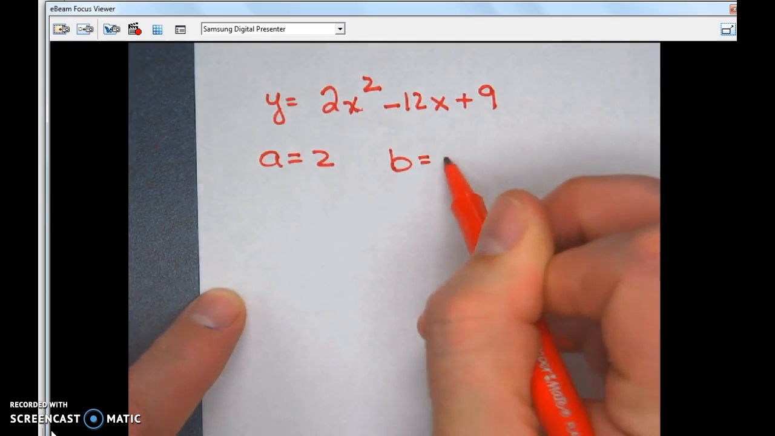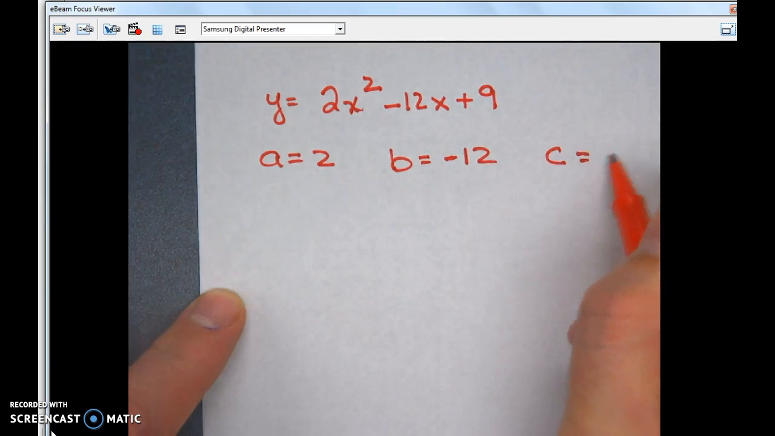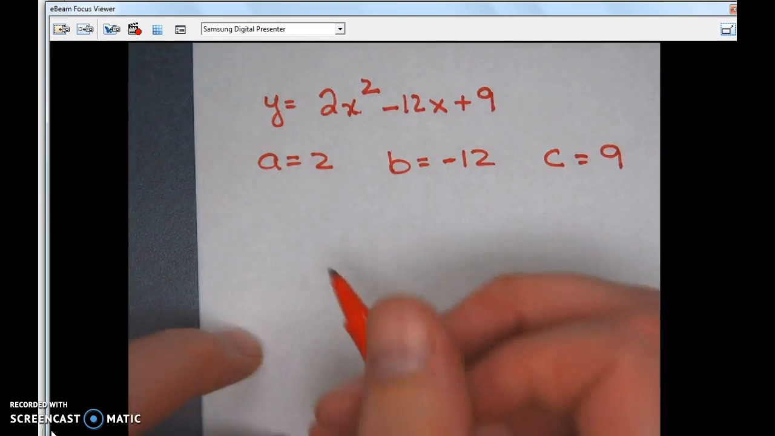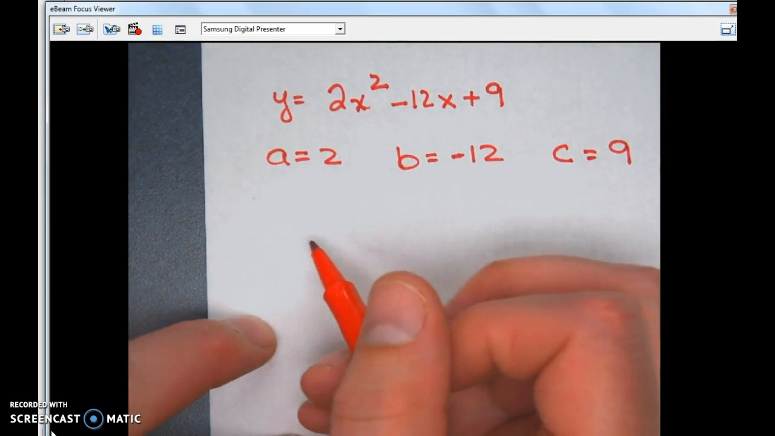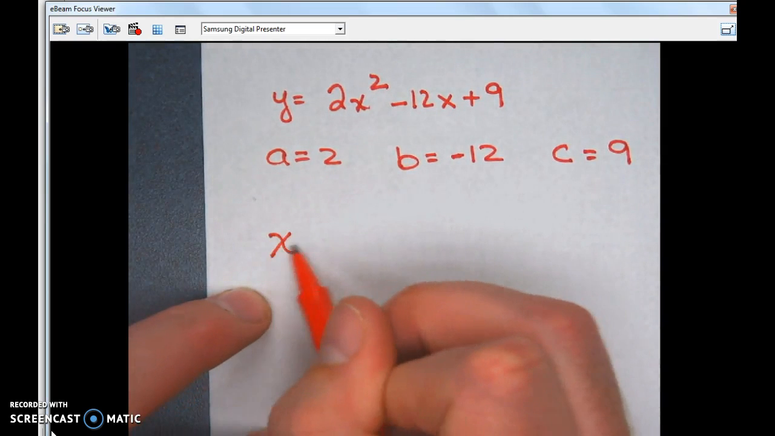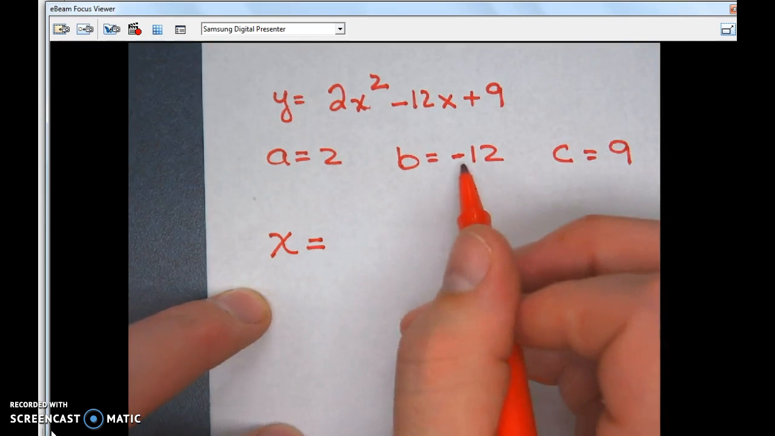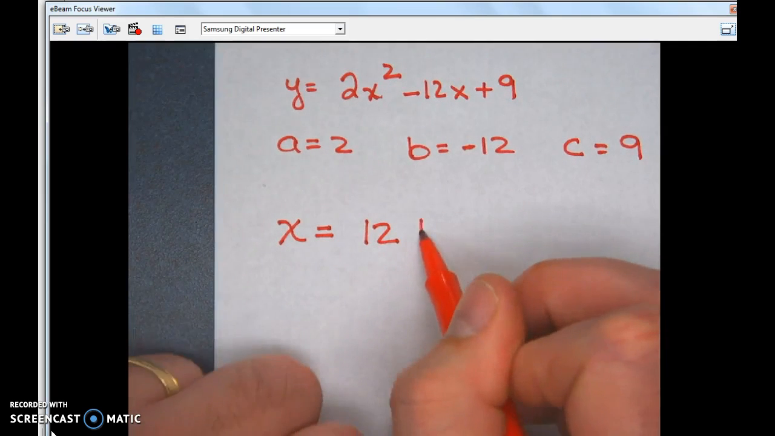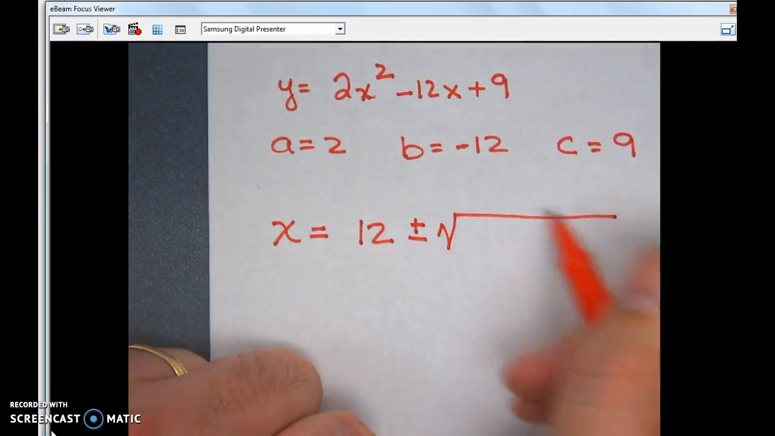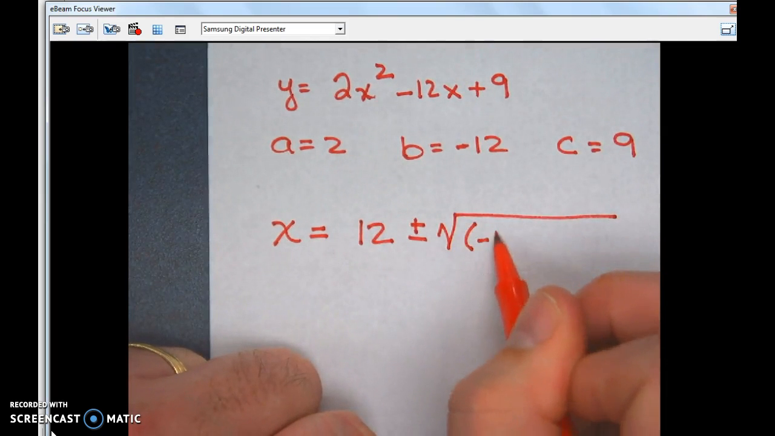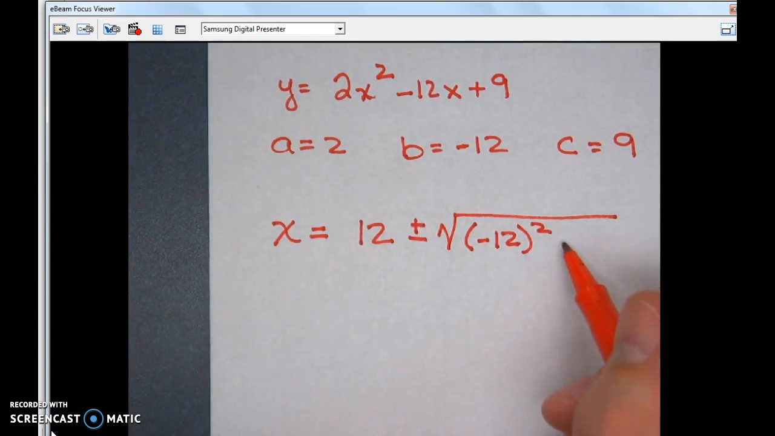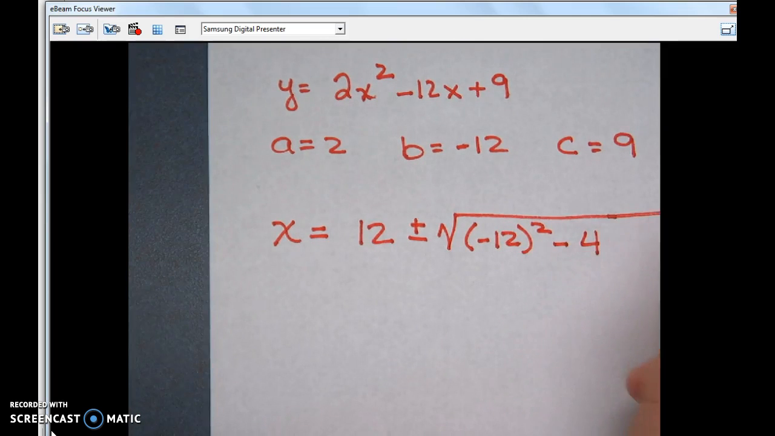B value is negative 12, and the C value is 9. And so quadratic formula, it's over on the sideboard, it's also on the front board. X equals opposite of B, so that's going to be a positive 12, plus or minus square root B squared. Now again, everywhere I see the B, I'm going to put it in parentheses. So B squared is negative 12 squared minus 4 times A times C.